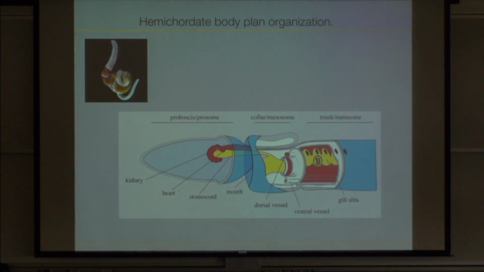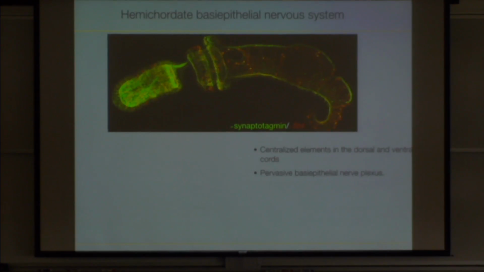So in terms of their body plan organization, this is the anterior proboscis, which is used for digging and feeding. This is where the mouth opens up on the ventral side, passes through into the anterior gut. These are the gill slits, which then allow the animal to filter feed. And then they have some pretty interesting elements to their nervous system. They have two cords, a dorsal cord and a ventral cord, but then a very broadly organized nerve net.